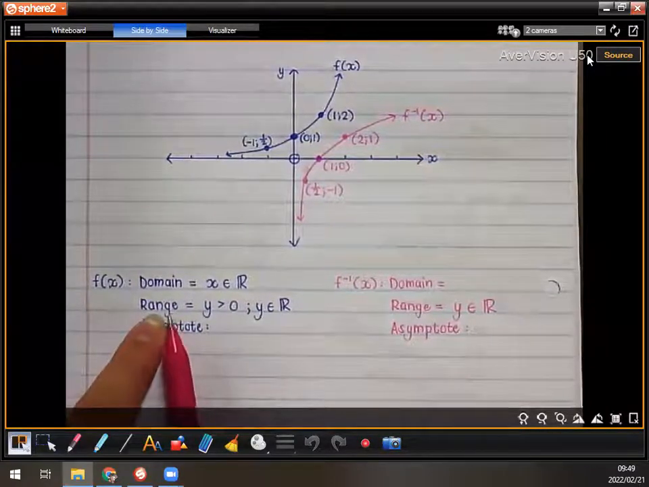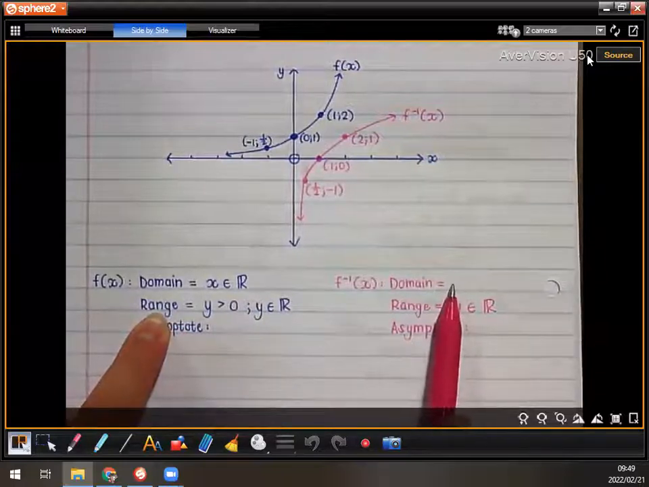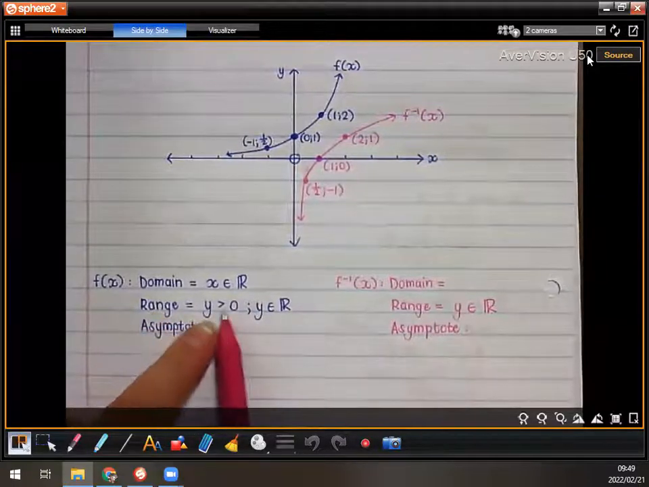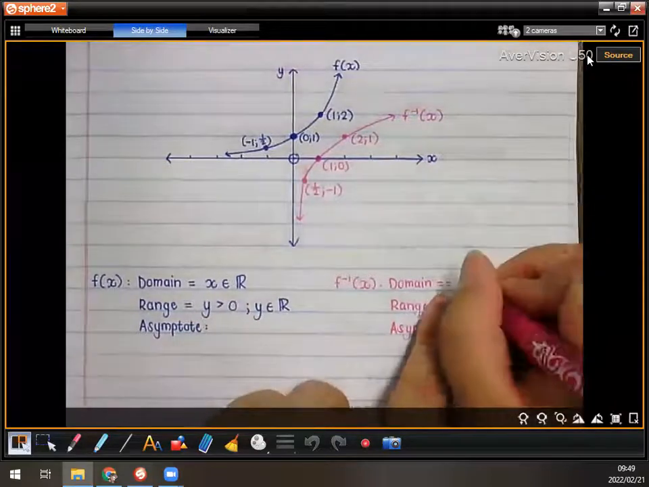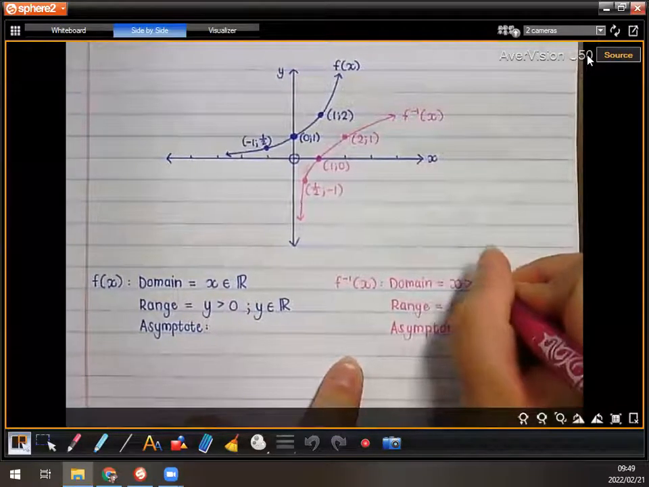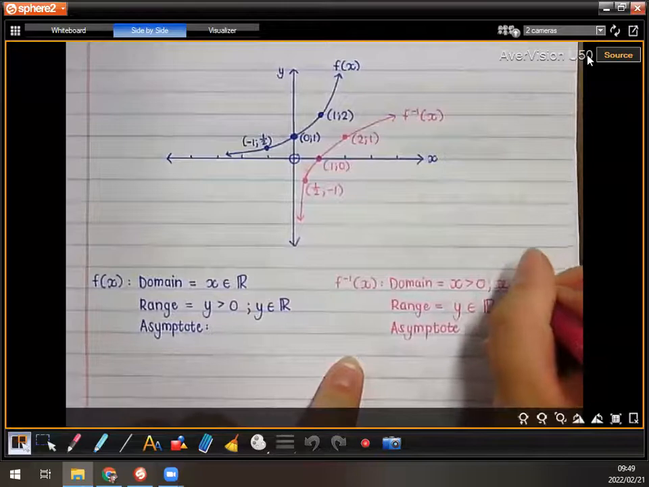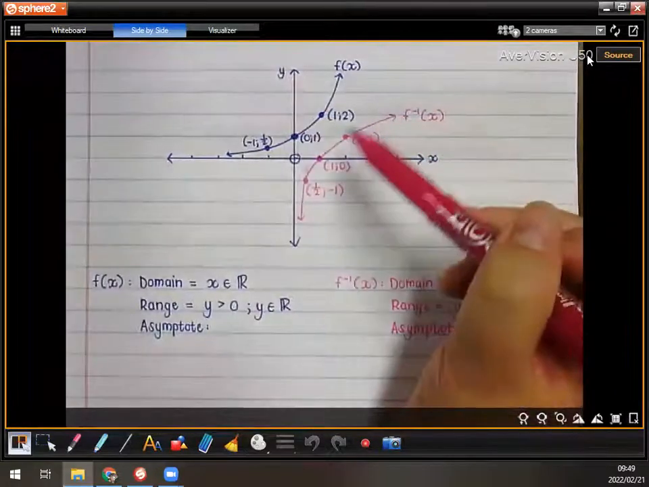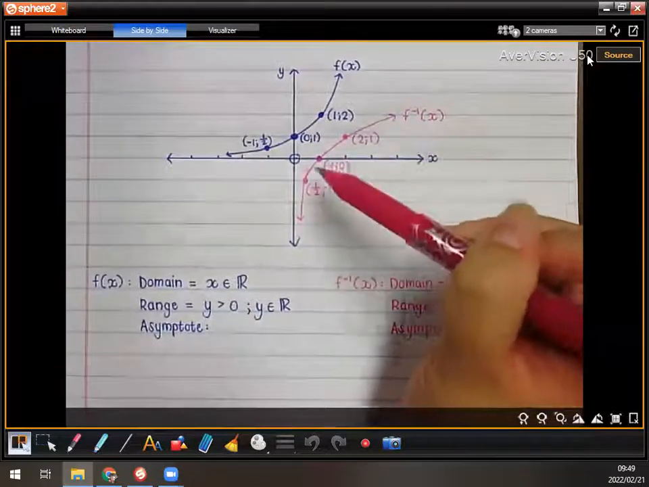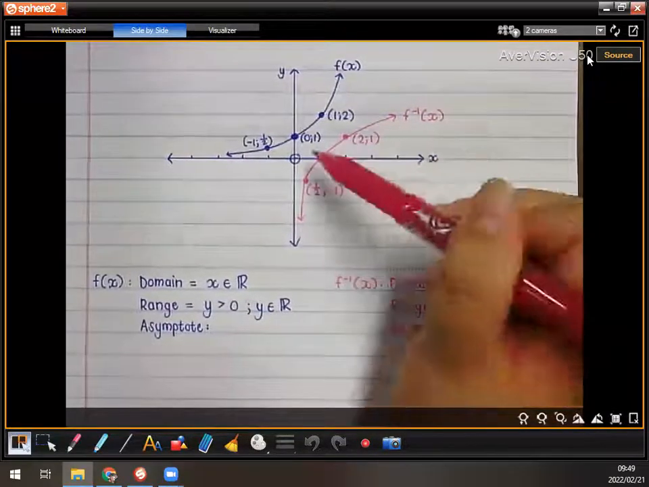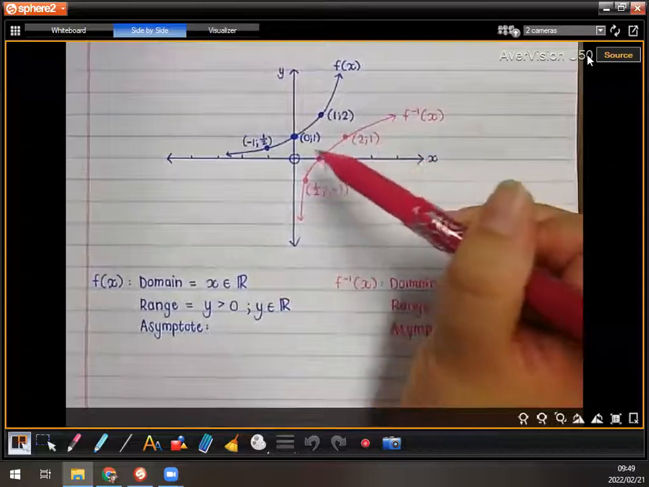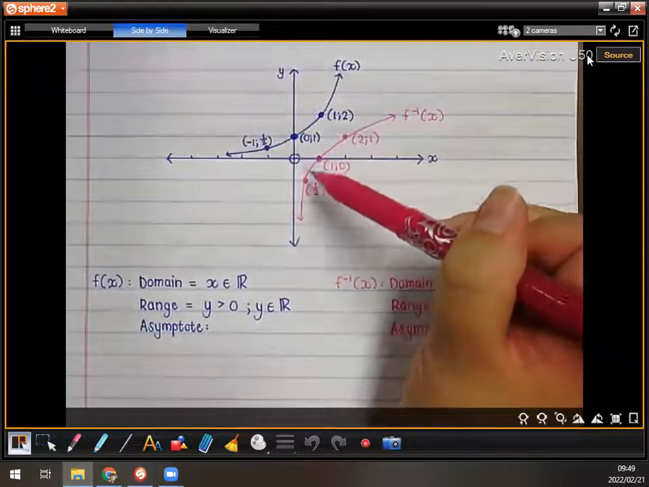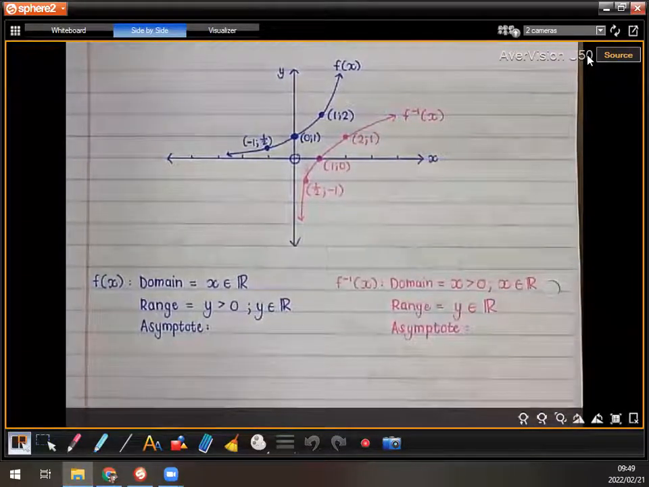So the range of the original becomes the domain of the inverse. So if the range is y greater than 0, the domain of the inverse has to be x greater than 0. And is that the case? If we're looking at this graph, is it only positive values of x? x greater than 0? Yes. Right? Because it's not going to touch that line. It's not going to go through that line to negative x values.